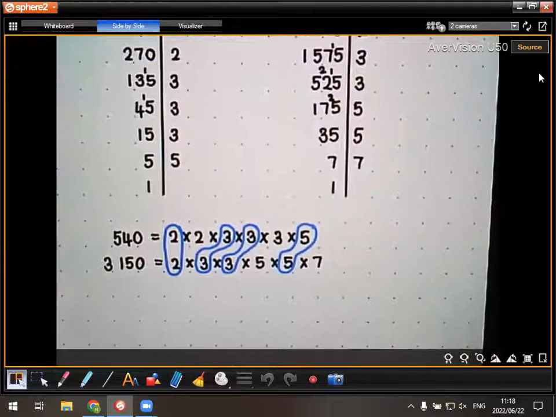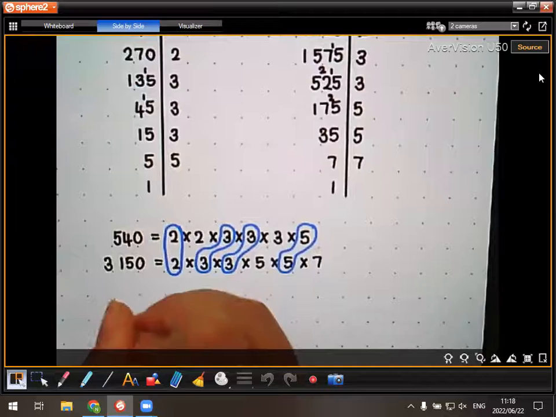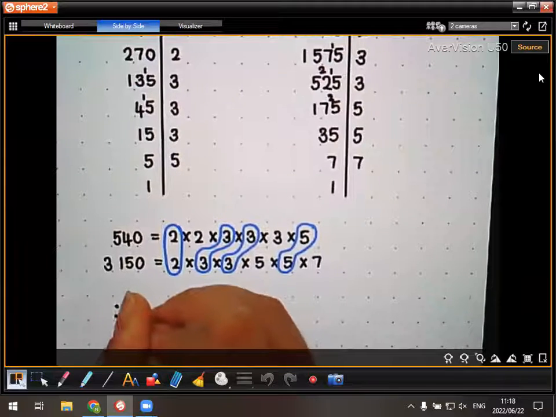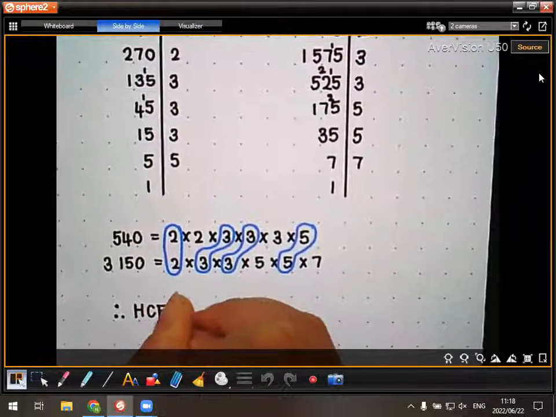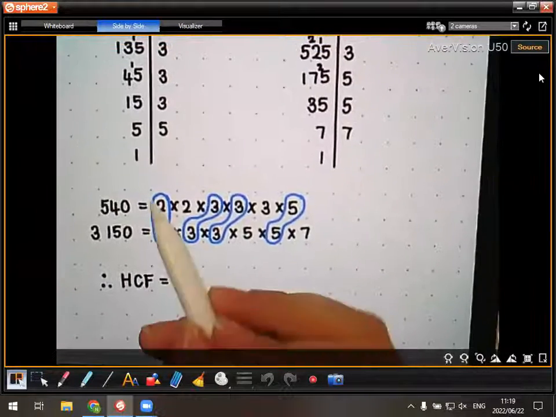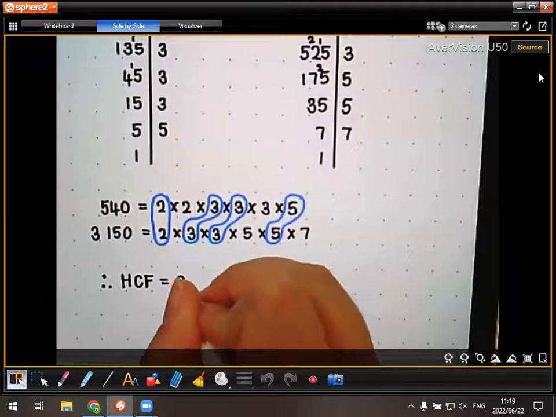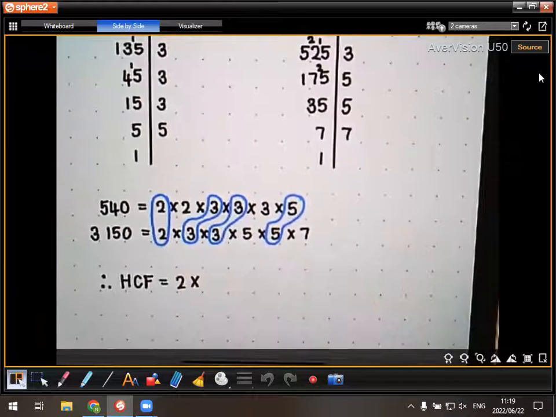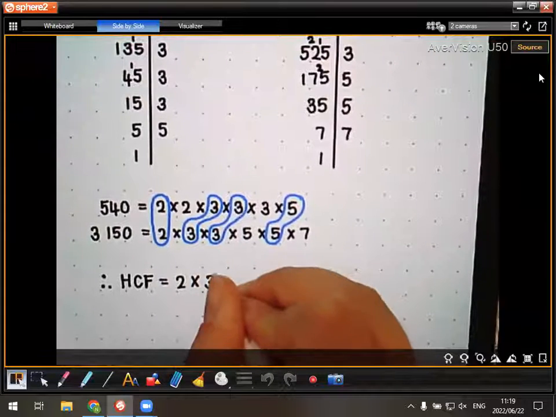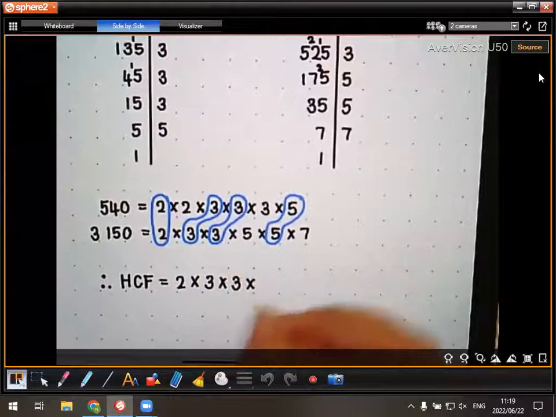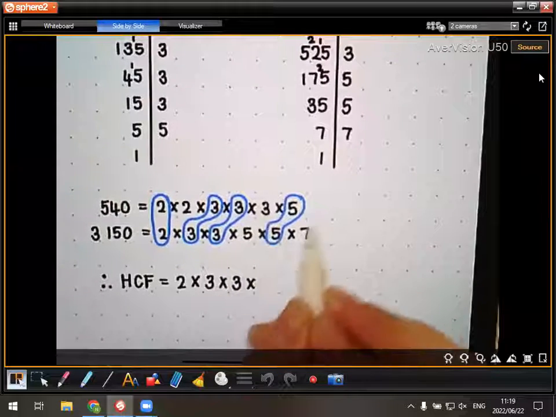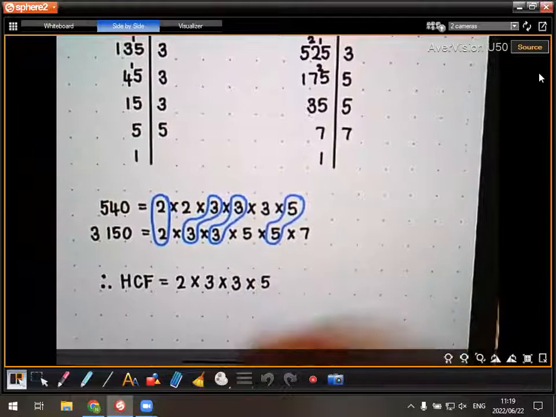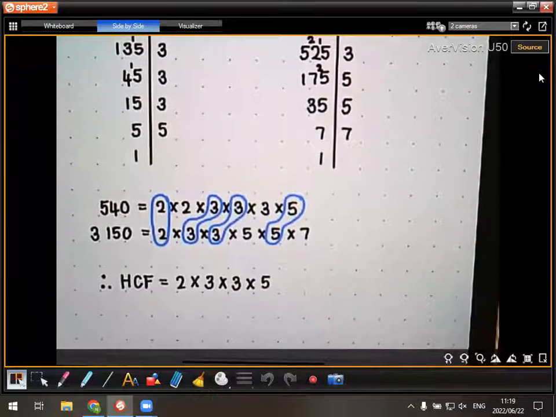HCF is equal to, we circled 1 2 in both of them. So 1 2 times, we circled 2 3s in both of them. So 2 3s, we're also going to multiply together. Times 1 5 in both of them. So we are multiplying by 5 as well.